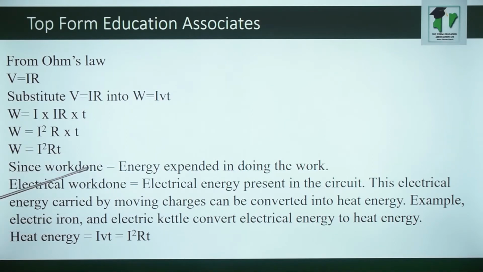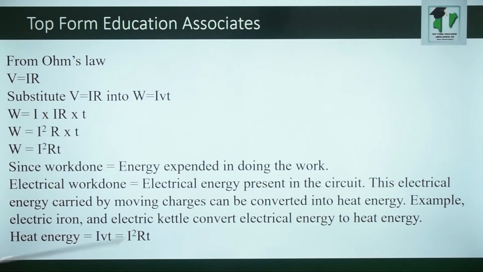Since work done is equal to the energy expended in doing the work, the energy you use in doing the work must be equivalent to the work done, otherwise the work will not be done. So we have work done is equal to energy expended in doing the work. So we have that electrical work done is equal to electrical energy present in the circuit. So the kind of energy we're talking about here is electrical energy present in the what? Circuit. This electrical energy carried by moving charges can be converted into heat energy.